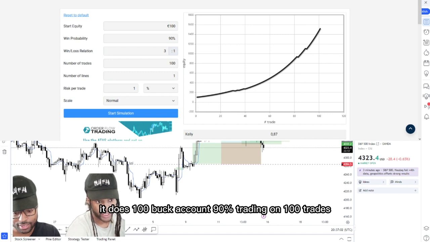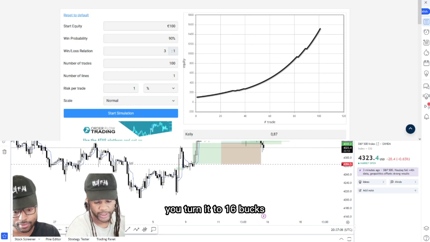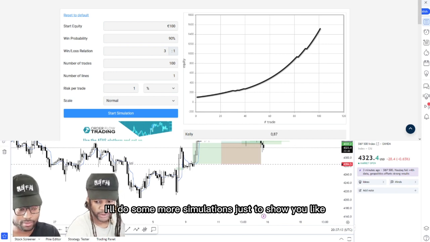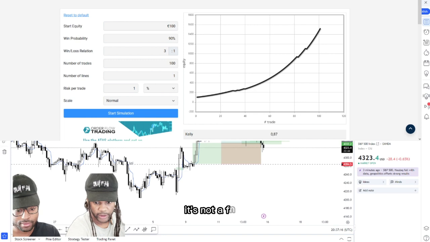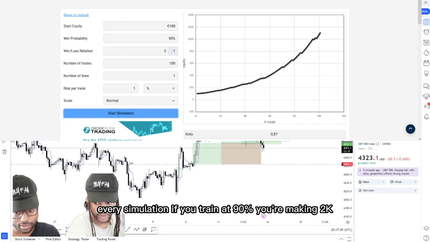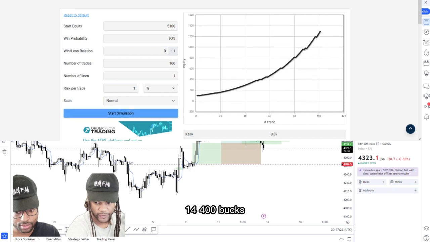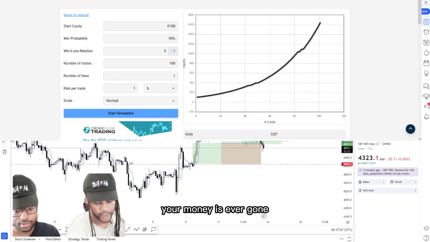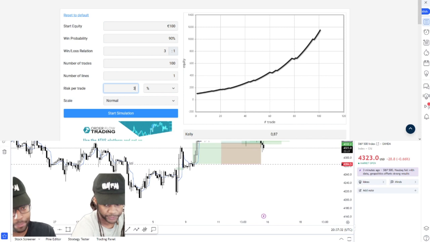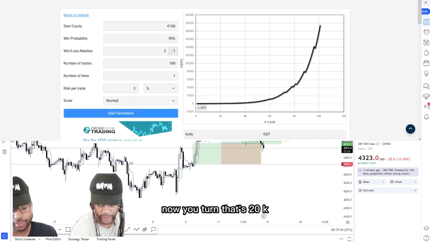This is a $100 account. 90% trading on 100 trades. You turn it to $1,600 just using these indicator signals. I'll do some more simulations just to show you it's not a fluke. But every simulation, if you're trading at 90%, you're making 2K, 1,400, for $100. Like your money's never going. And this is risking 1%. If you're like, hey, I want 3%, which you can't do, now you're turning that to 20K.